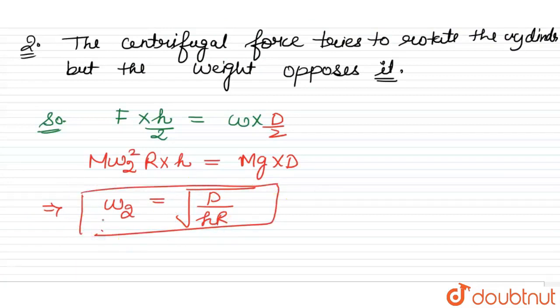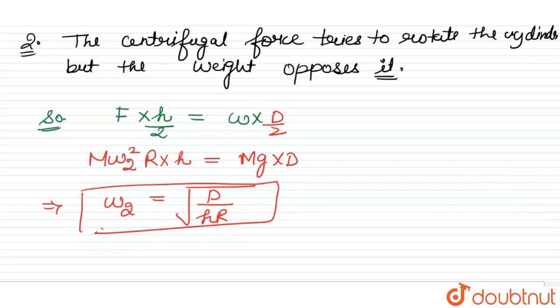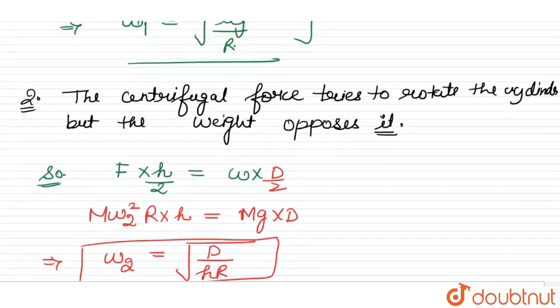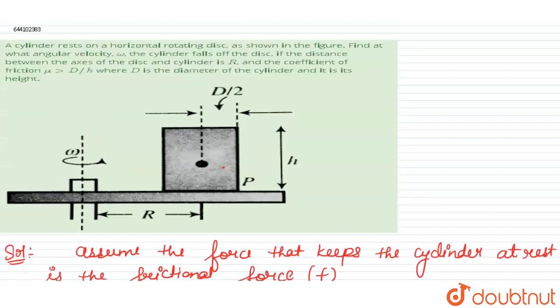Okay, this is the minimum frequency. If the frequency exceeds this, then the cylinder will rotate. But if the angular velocity of the disc is equal to omega 2 or less than omega 2, in that case the cylinder will not rotate. But if it exceeds omega 2, then it will rotate. Okay, thank you. I hope it's clear to you.